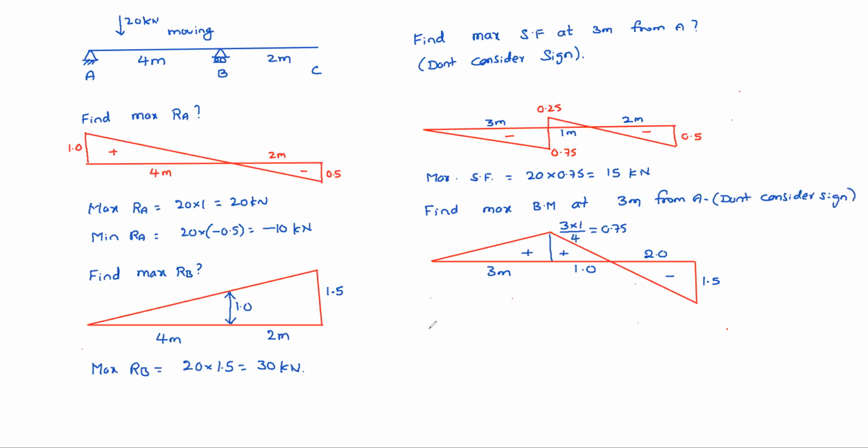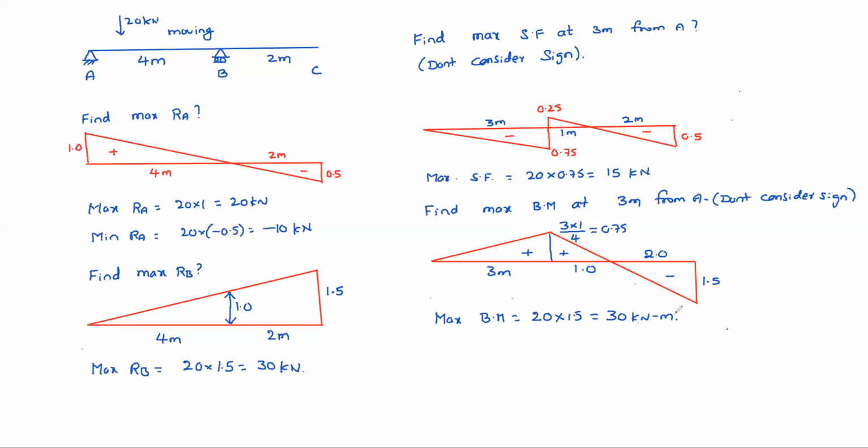So here also don't consider sign. Now the maximum bending moment: the ordinate is changing from 0 to 0.75, 0.75 to 0, and 0 to minus 1.5. So we need the magnitude maximum, that is 1.5. So the maximum bending moment comes whenever the load occupies end C, that is 20 into 1.5, that equals 30 kilonewton meters. That means we need to keep the point load at end C, then only you'll get the maximum bending moment.